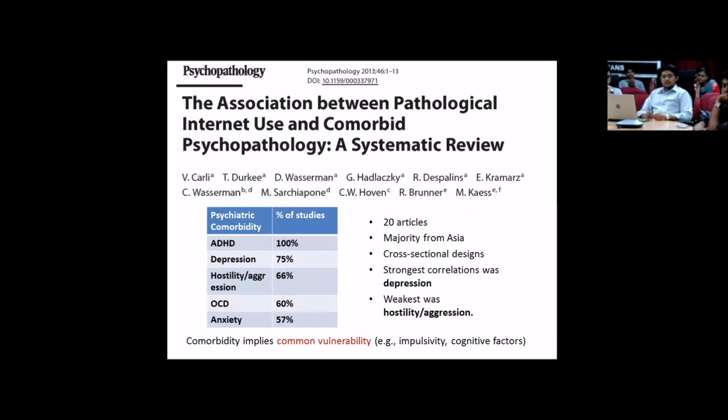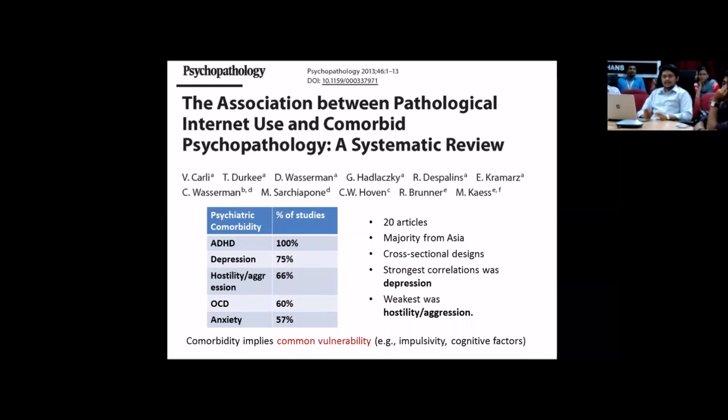This was a study recently published in Psychopathology, which did a review of almost all the 20 articles which reported comorbidities of internet use with other psychopathologies. The majority of these studies were coming from Asia. Most of them were cross-sectional designs, and ADHD was reported as a comorbidity in almost all the articles. Depression was there in 75%, hostility and aggression in 66%, OCD in 60% of the articles, and anxiety in 57% of the articles.